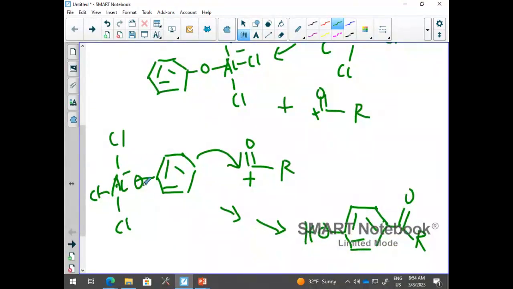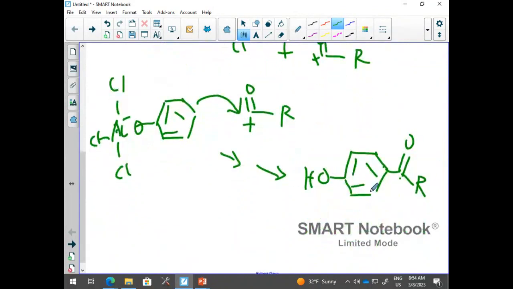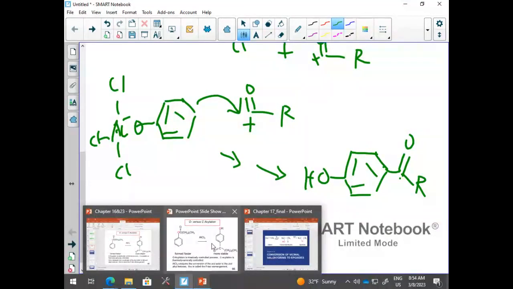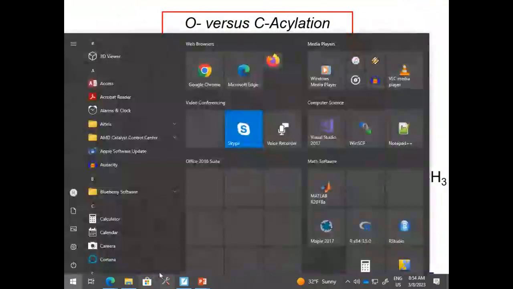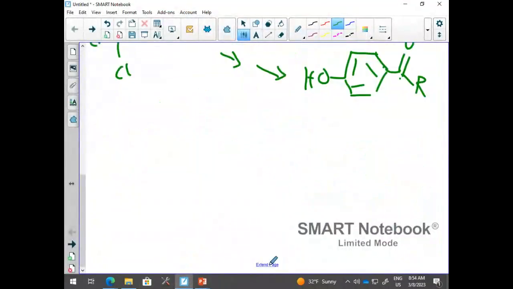Because this oxygen still is an activator and an OP director, the acylium cation will connect mostly at the P side, but the P side is not available. It will connect to the O side. So eventually it will give you the rearrangement product. So those are the two ways to think about this Fries rearrangement reaction.